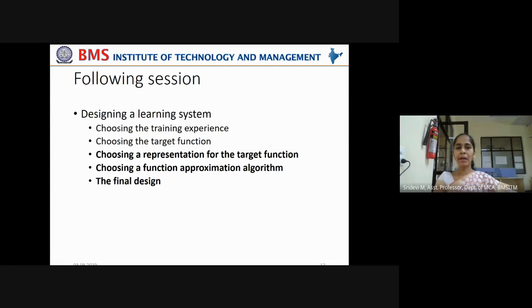In the coming class, we'll try to understand how to choose a representation for this target function we are going to define, and choosing a function approximation algorithm also, and the final design which incorporates all these aspects that we have understood so far.